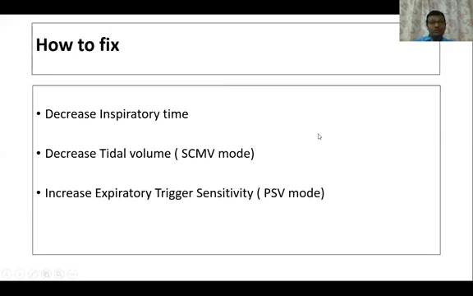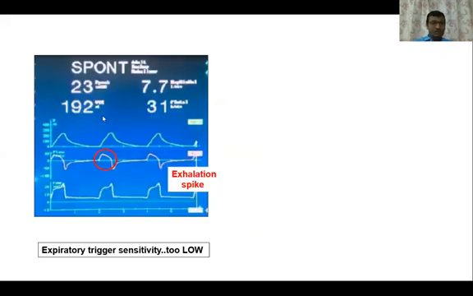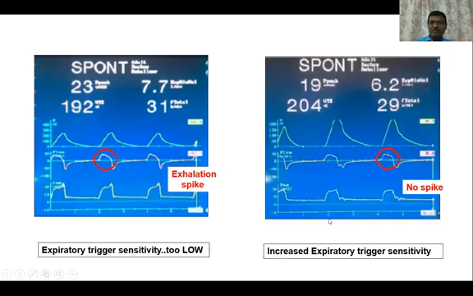So how can you fix delayed cycling? You can decrease the inspiratory time, you can decrease the tidal volume, and you can increase expiratory trigger sensitivity in a pressure support ventilation. Now, if you see here, the expiratory trigger sensitivity is very low and it leads to an exhalation spike. Once you increase the expiratory trigger sensitivity, there is no spike. So this is how graphics will help you to correct the asynchrony.